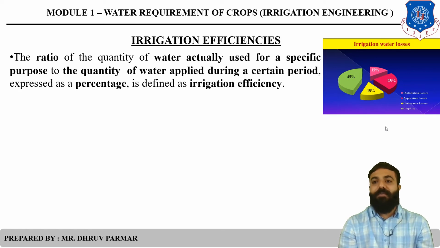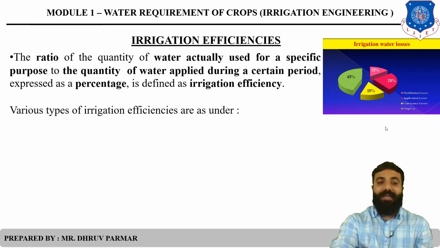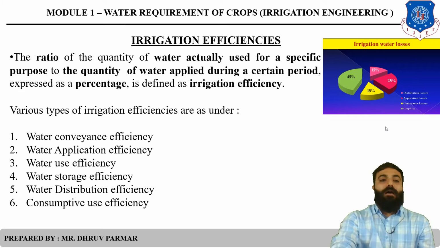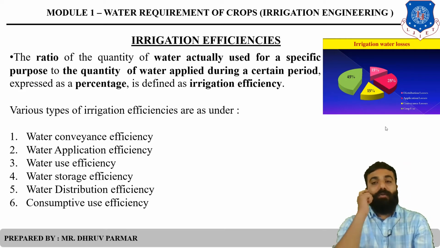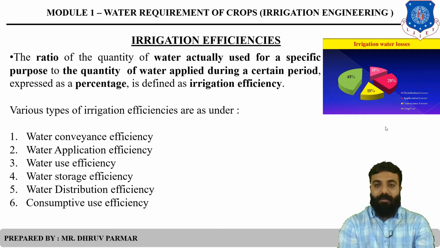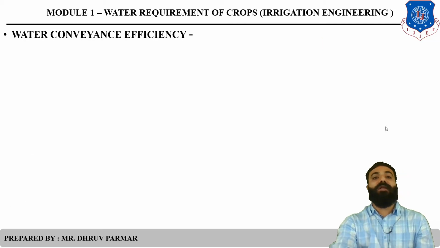Like 45%, 50%, 15%, 25%, again 15%. Clear? So that 15% is called conveyance losses. Then crop loss, distribution loss, and application loss. Clear? There are 6 types of efficiencies: first, water conveyance efficiency, then water application, water use, water storage, water distribution, and consumptive use. Clear? This one is very important to find out short examples, to find out the value. Done?